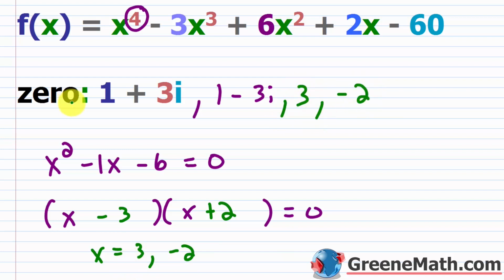I know I said 0 here. This should be zeros. But when I started, it was singular. We just had 1. So let me just mark this out and say these are the zeros, okay, plural. So we have our 1 plus 3i, which was given to us, our 1 minus 3i, which is the conjugate. And then we have 3 and negative 2, which we found.